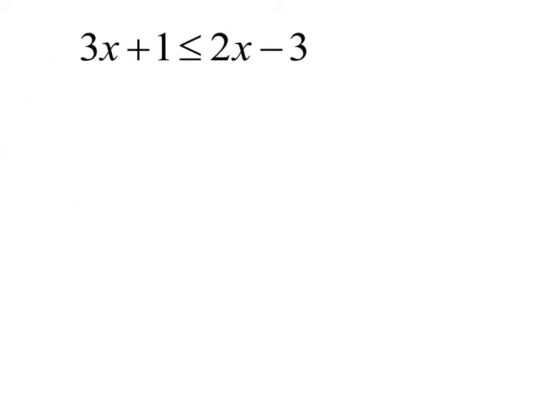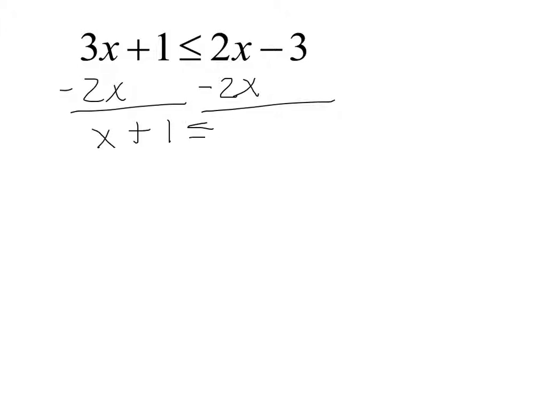Here's another inequality. Let's solve it. I'm going to eliminate the smaller of the two x terms. That gives me x plus 1 less than or equal to negative 3. Let's subtract 1 from both sides. And we get x is less than or equal to negative 4.